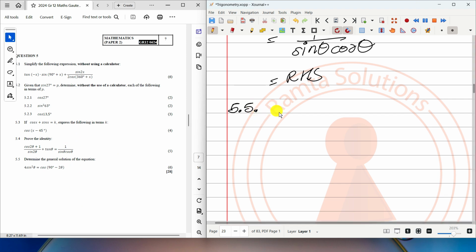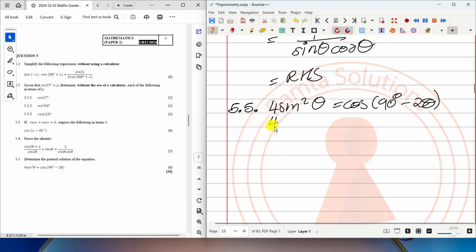Okay. All right. So here we have determined the general solution of the equation. That's 5.5. The equation is 4 sine square theta equals cos open bracket 90 degrees minus 2 theta. Right? 90 degrees minus 2 theta. Okay? So what you and I know is this. We know that cos in the 90 minus quadrant, the 90 minus quadrant is the first quadrant, is positive. But because of the 90 degrees, it'll change, it'll become sine 2 theta. Right? Now we are good to go.